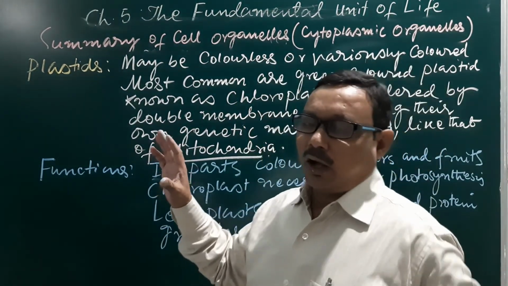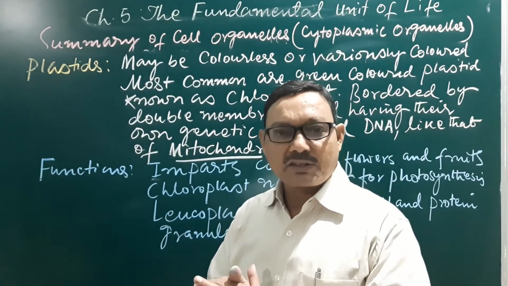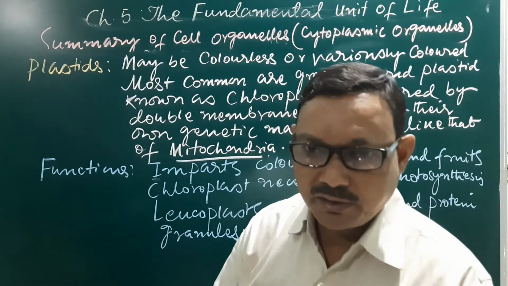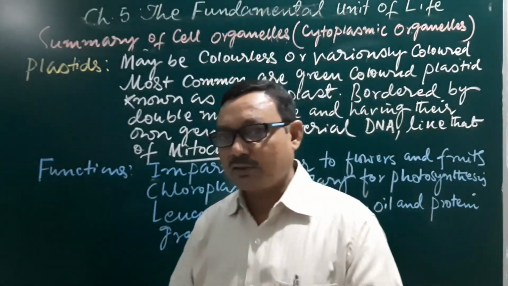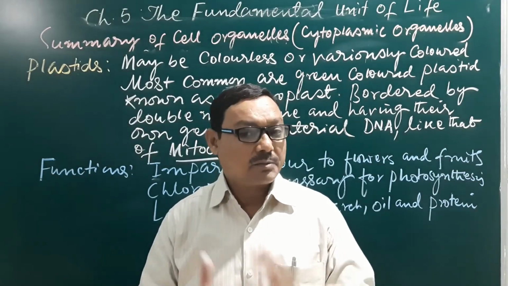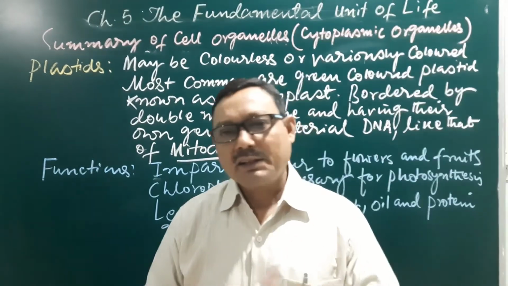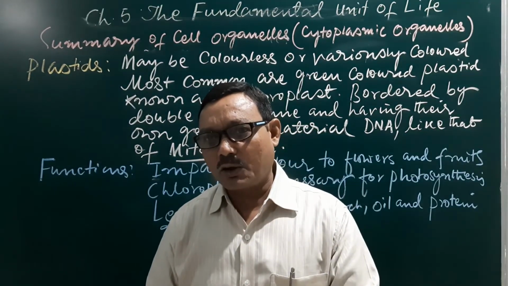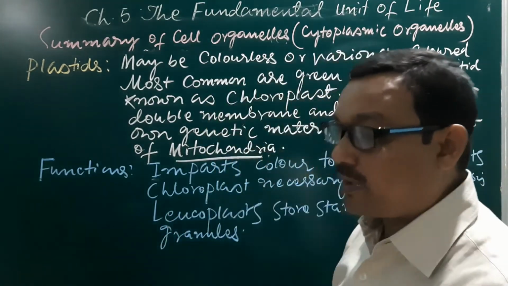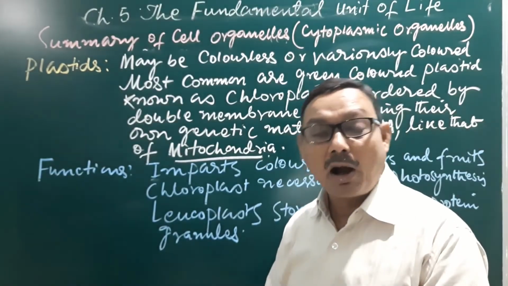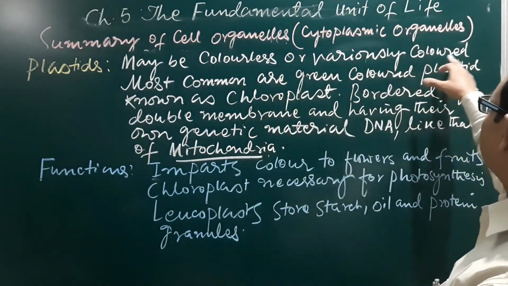Plastids are of three different types depending upon the pigments. The first one is the chloroplast, an important plastid, because it possesses chlorophyll molecules which entrap solar energy. That means it is helpful in the process of photosynthesis. The second important plastid is the chromoplast, which provides color to the different parts of the flowers and fruits. Plastids may be colorless or variously colored.